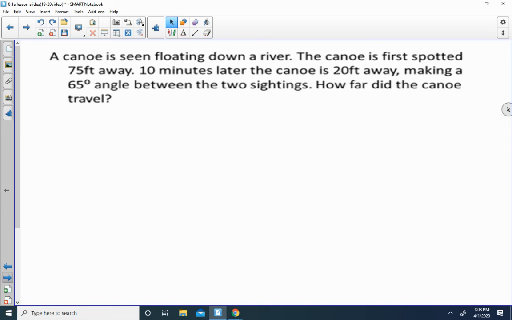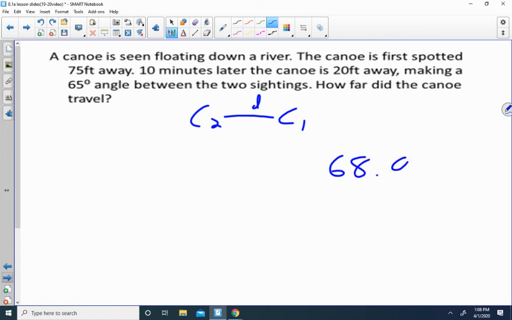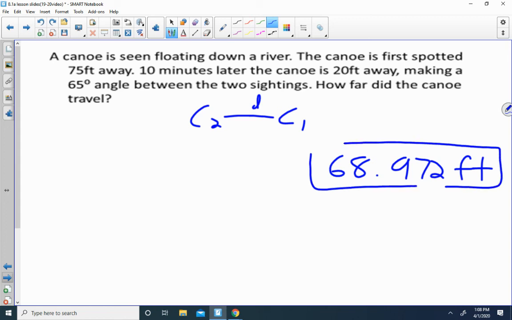Okay, if you want to check your answer real quick, you should have resumed the video by now. The distance between the first sighting and the second sighting for the canoe should be 68.972 feet. And again, I'm just rounding to 3 decimal places just in case. If you rounded to 1 or 2, or if you rounded upward to 69 feet, that's totally up to you. Or it's up to the Hawks program.